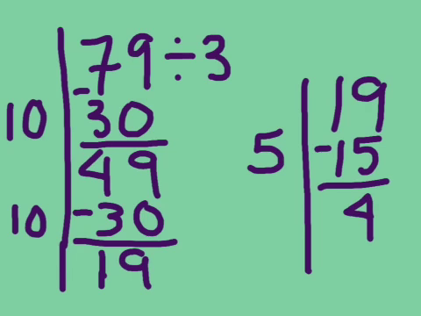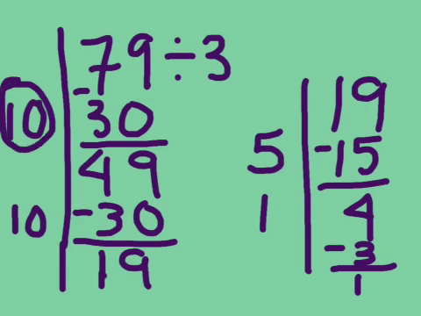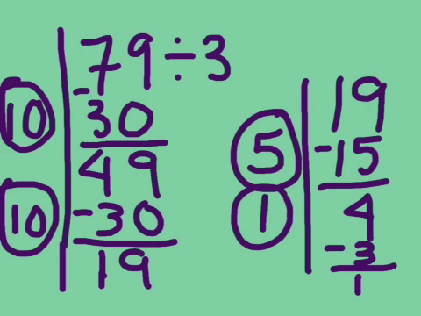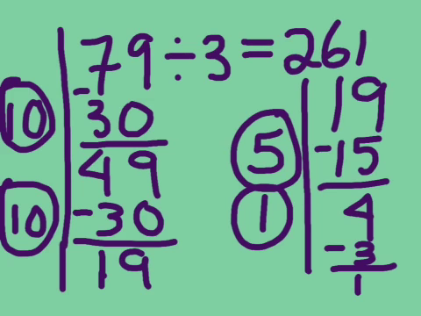Can I make any more groups of 3 out of 4? Absolutely, I can make one more group of 3. So one group of 3 is 3. Take 3 away from 4 and I have 1 object left. Can I make any more groups of 3 if I have 1 object left? No. So altogether, how many groups of 3 did we make? Let's check. We made 10, 20, 25, 26 groups of 3. So our answer is 26 with a remainder of 1.